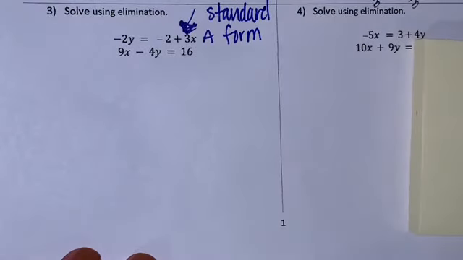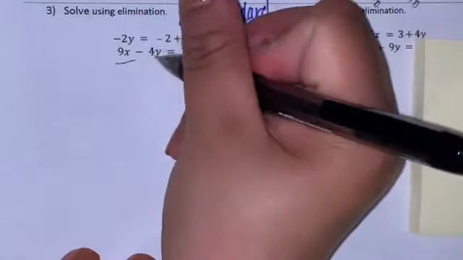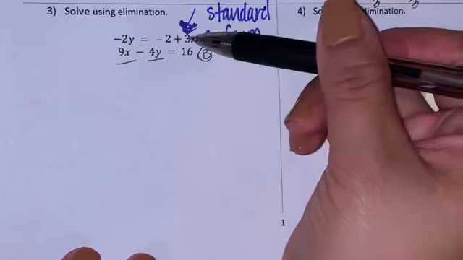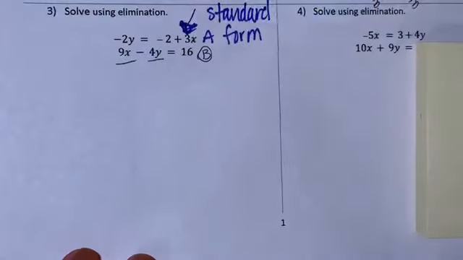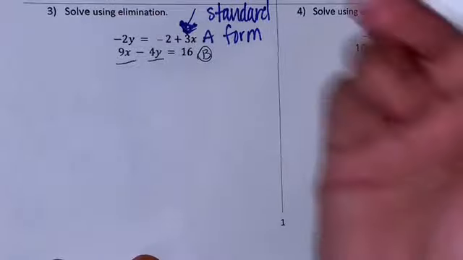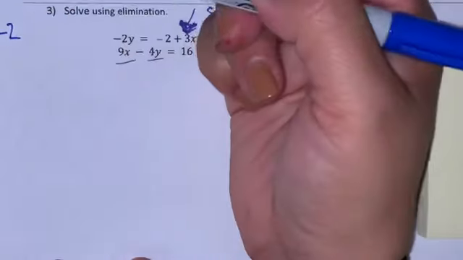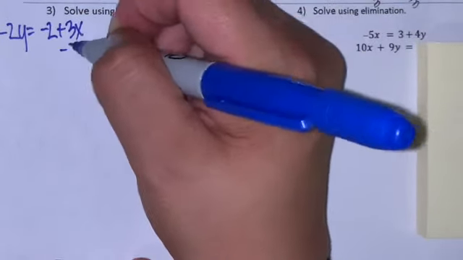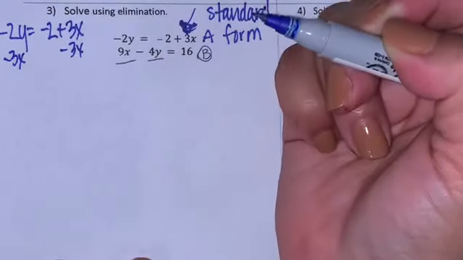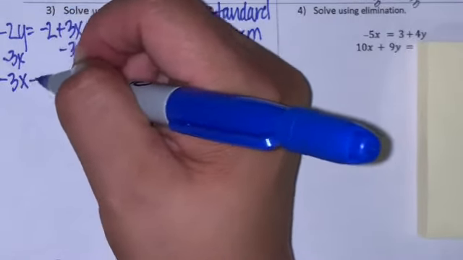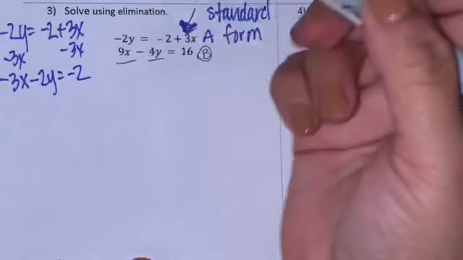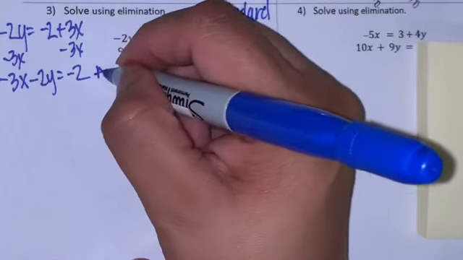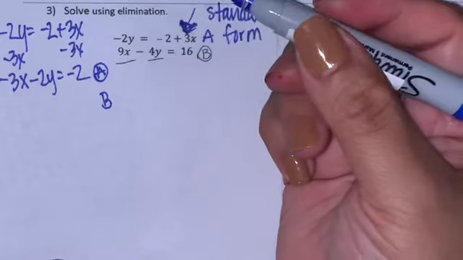So standard form is basically, again, when you have the x and the y on the same side. So this is equation A and this is equation B. So I'm going to move the 3x over here so that we can get the new equation A. So negative 2y equals negative 2 plus 3x minus 3x minus 3x. I'm going to say minus 3x minus 2y equals negative 2. So I'm going to line this equation B right underneath it so I can see what the new A looks like. So this is A and this is B.